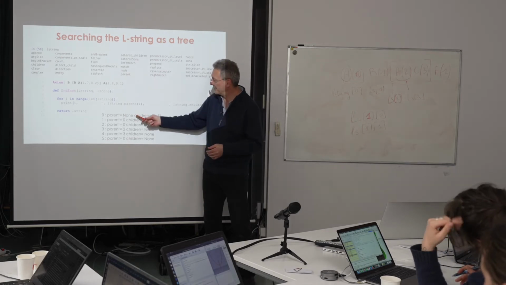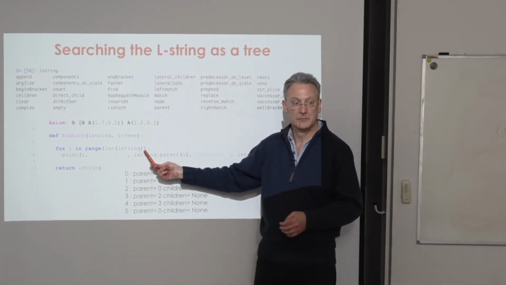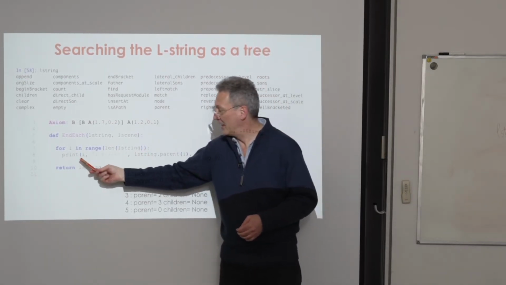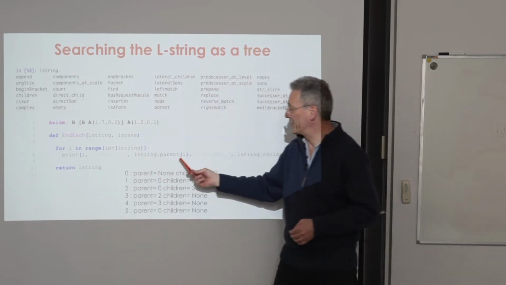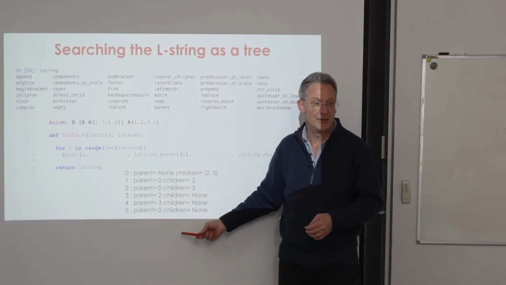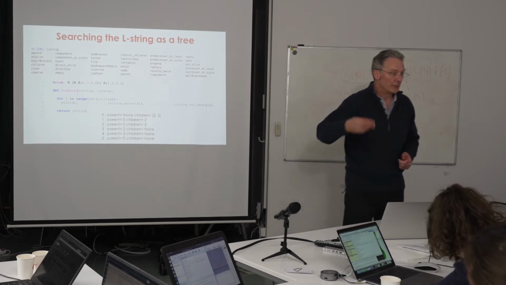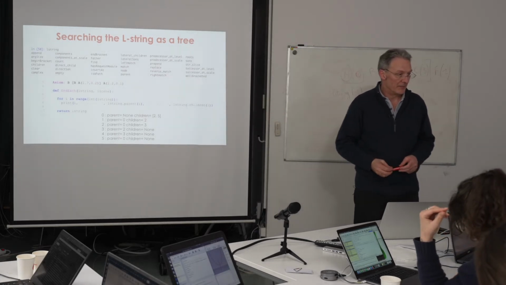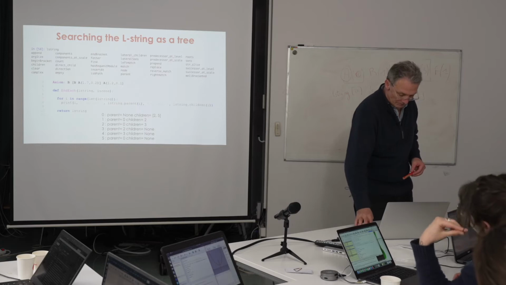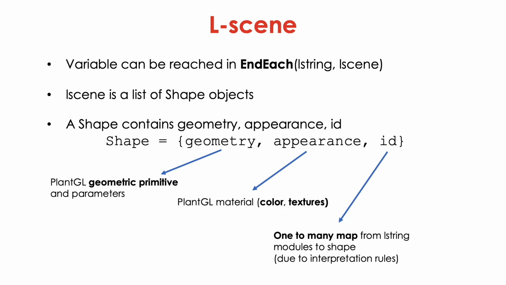So here, for instance, just by using this, I browse the lstring, and for each element of the lstring, I just give the list of parent and children, which means that I'm able to reproduce the tree of the lstring. If I want to build a tree, I could use this very easily. Again, you have examples that explain this a bit, and that you can look at afterwards.